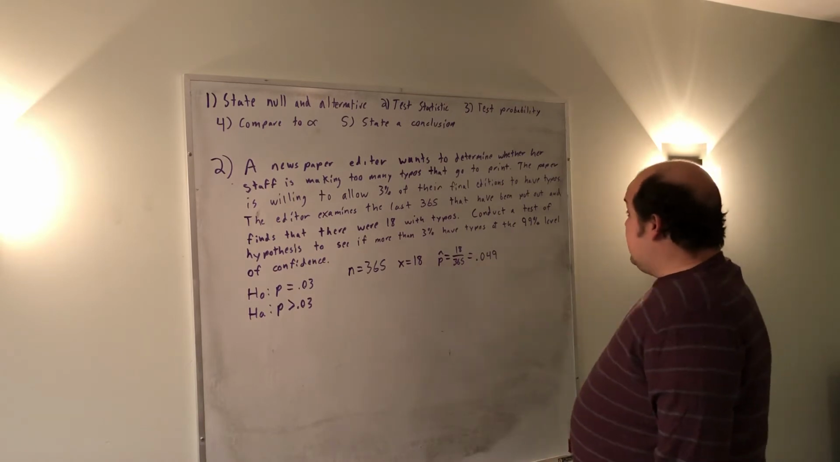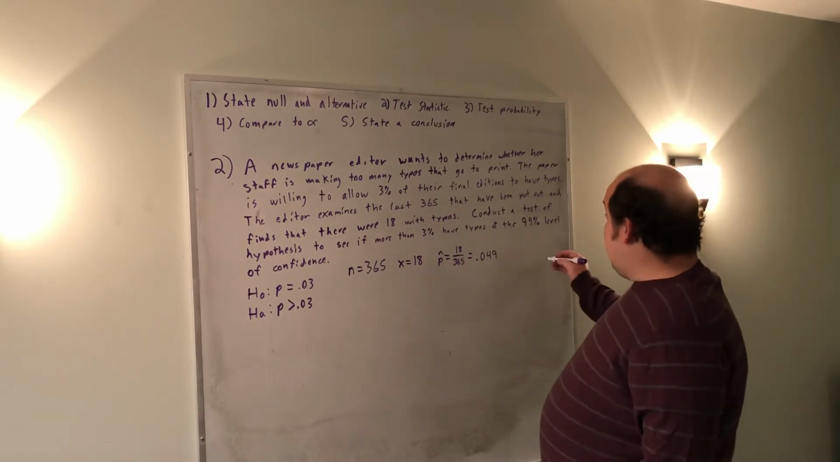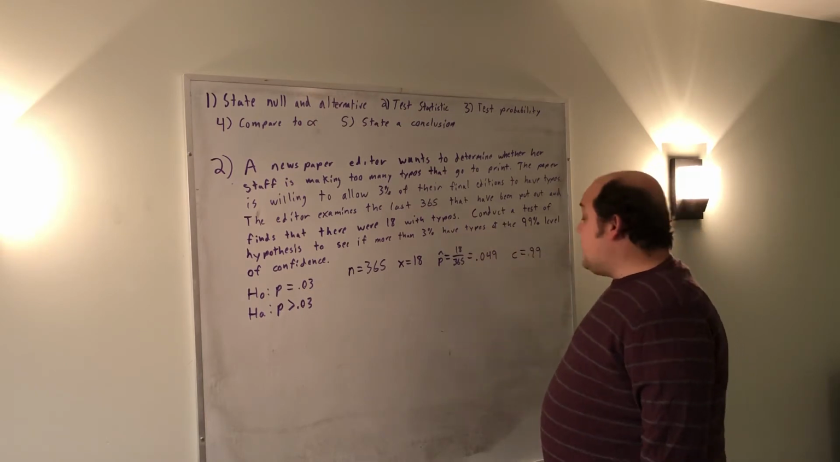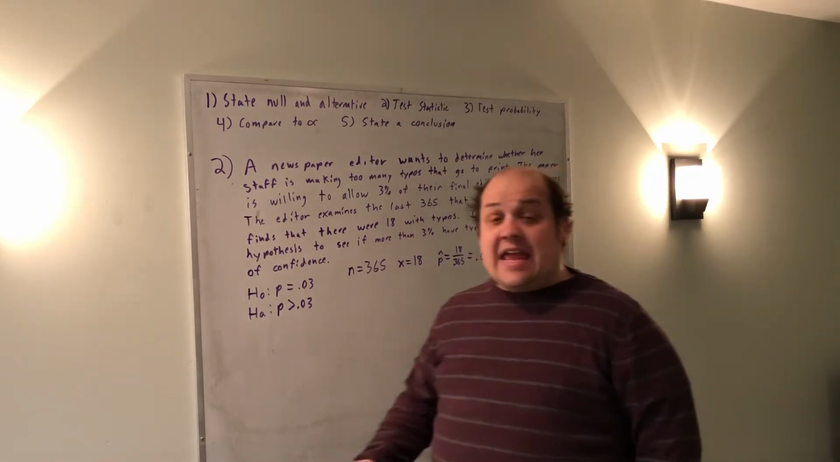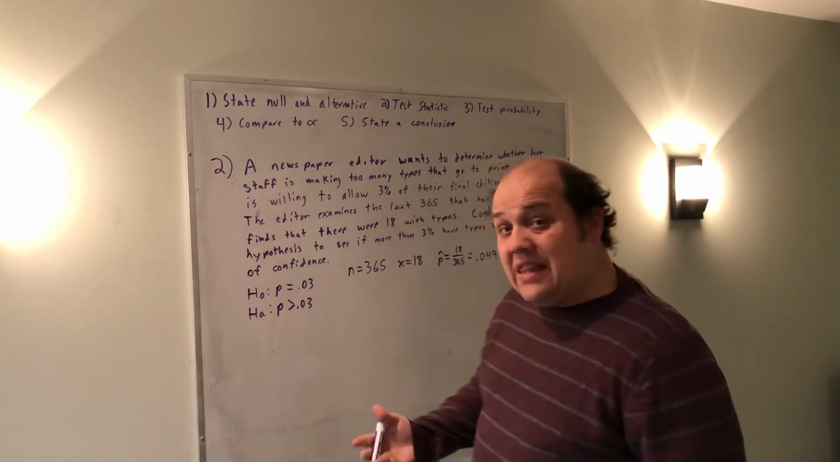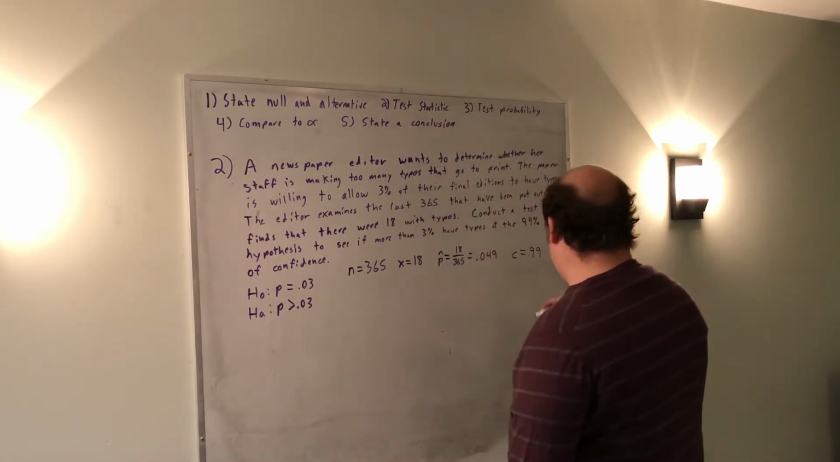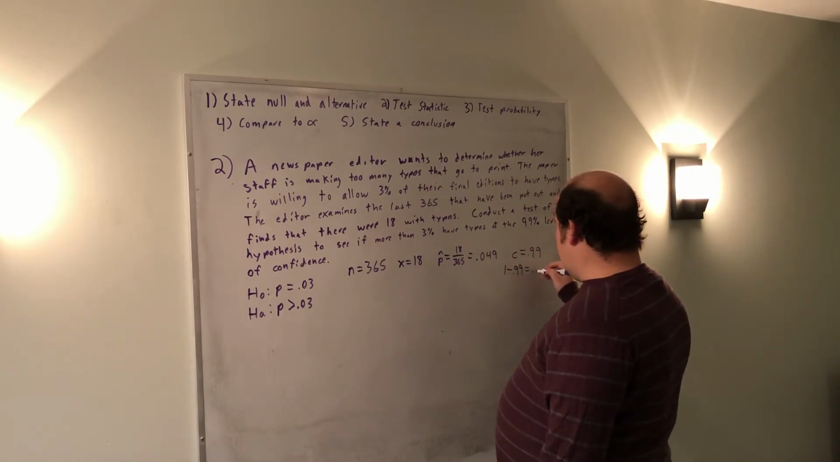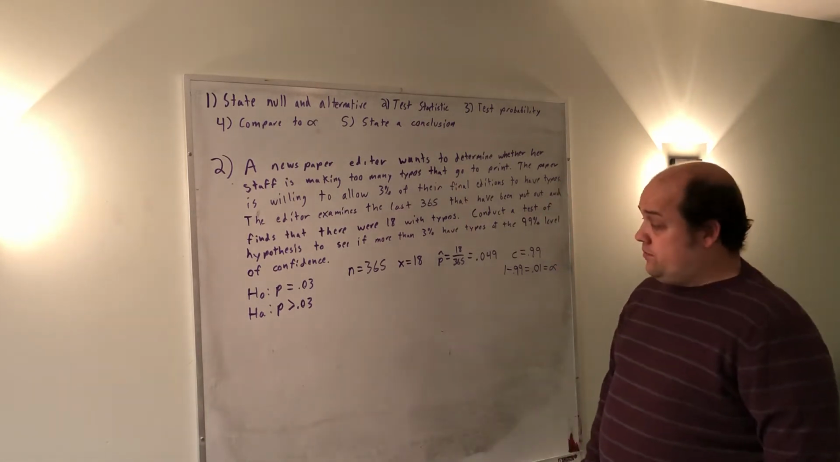Now that I have all this, I just need to see the confidence level that they asked for. They asked for C equals 0.99, or 99% confidence. I can leave it there and deal with it later, but I like to find alpha at this point. So I'm going to do 1 minus the confidence level, or 1 minus 0.99, to get 0.01, which is my alpha that I'll eventually compare to.